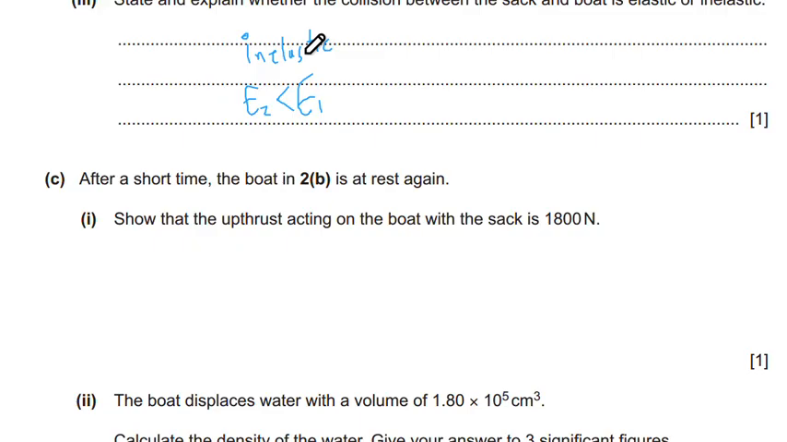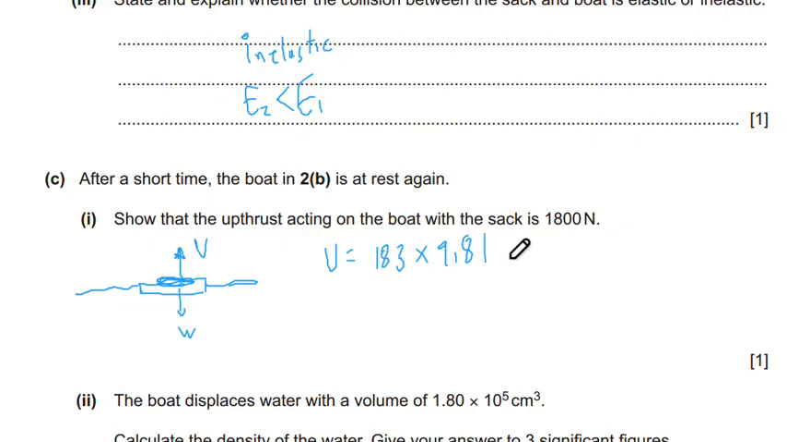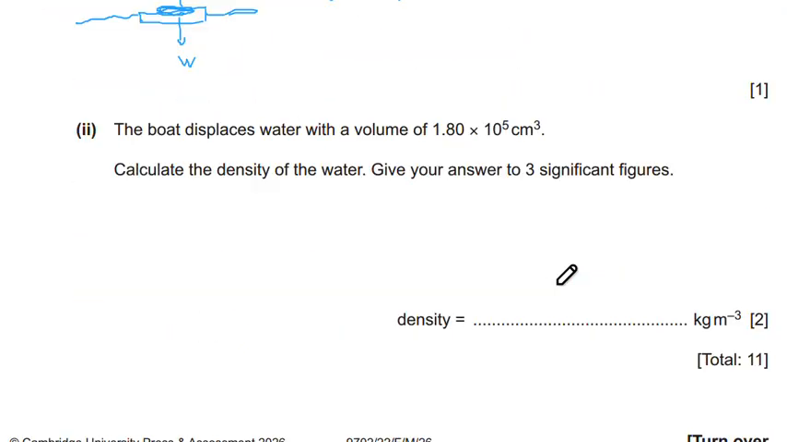Okay, for the boat to be at rest, we should have weight equal to the up thrust applied by water on the boat. So up thrust is equal to, certainly it's not only the boat, it is the boat with the sack. So U is 183 times acceleration due to gravity. It will give some numbers that can be rounded to 1800 Newton.